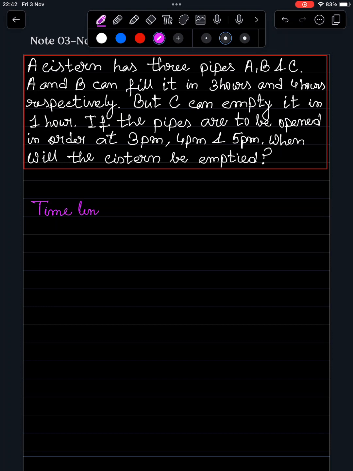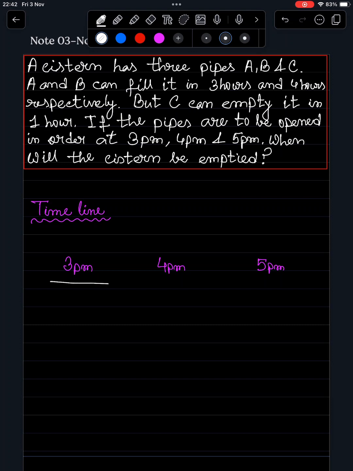Today's problem is a cistern has 3 pipes A, B and C. A and B can fill it in 3 hours and 4 hours respectively, but C can empty it in 1 hour. If the pipes are to be opened in order at 3 pm, 4 pm and 5 pm, when will the cistern be emptied? Now, for this problem, we can display a timeline which will perfectly define how all of the pipes are working according to their capacity.